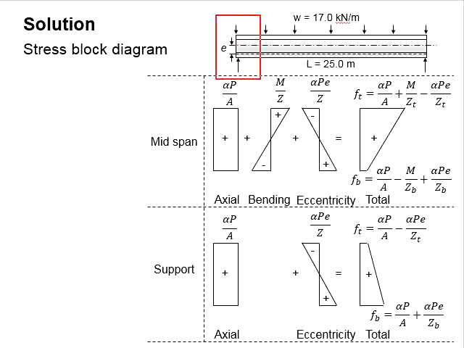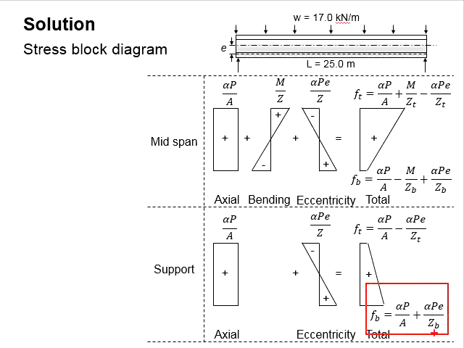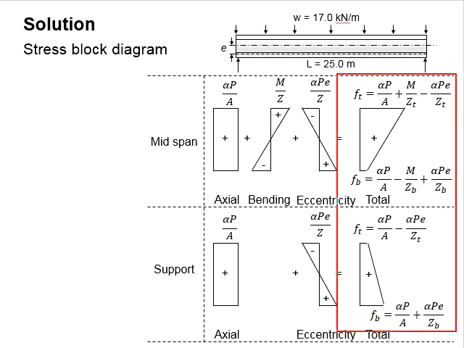As for the support here, there will be eccentricity, but the moment will be equal to 0. In this case, the contribution by the moment is not considered. That gives the top fiber stress equal to the axial minus the eccentricity. As for the bottom fiber stress, it will be the axial plus the eccentricity. These equations outline the stresses to be checked at the midspan and at the support.